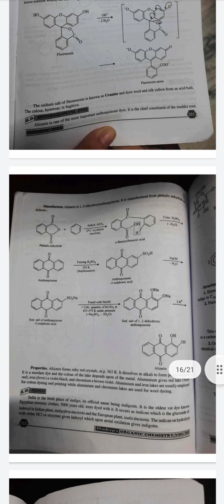Alizarin is 1,2-dihydroxyanthraquinone. It is manufactured from phthalic anhydride as follows. Phthalic anhydride on reaction with benzene in the presence of anhydrous AlCl3 gives benzoylbenzoic acid, which on reaction with concentrated H2SO4 gives anthraquinone. On reaction with fuming H2SO4 it gives anthraquinone 2-sulfonic acid.